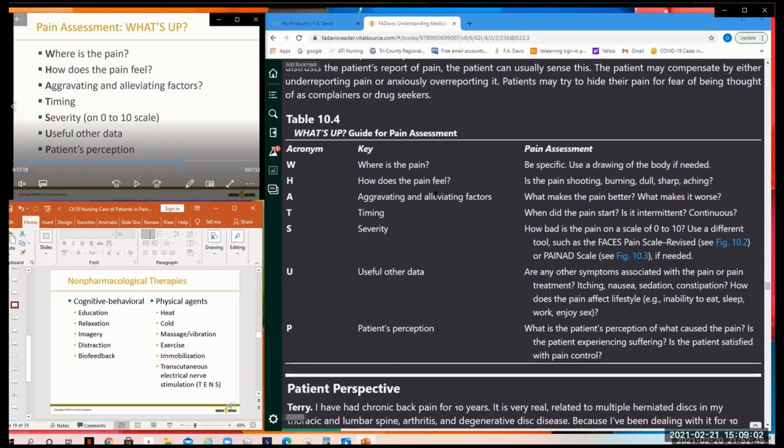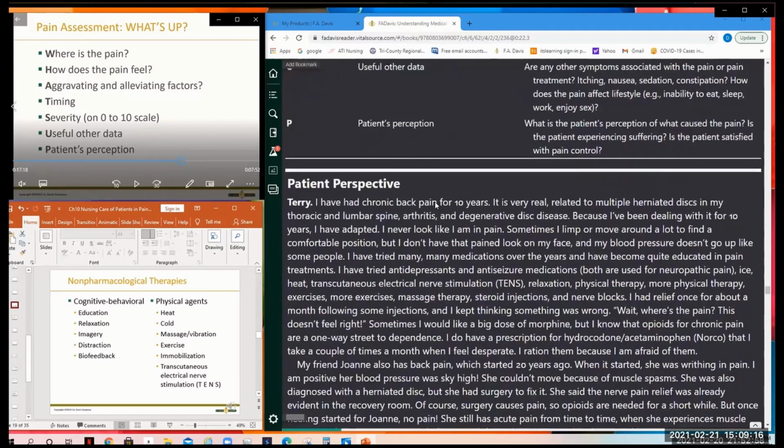P is for patient's perception. What is the patient's perception of what caused the pain? Is the patient experiencing suffering? Is the patient satisfied with pain control?